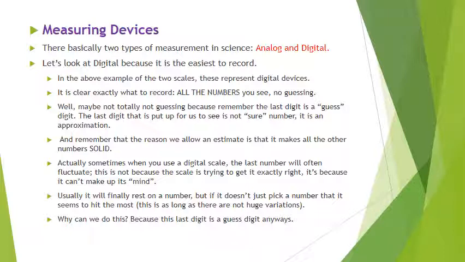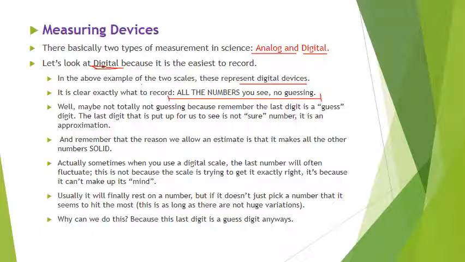Now let's talk about the actual measuring devices. There are basically two types of measuring devices: analog and digital. We're going to look at both cases. Digital ones are really easy, like the scales that we just had, the 1.1 and 1.023, where you put something you're going to weigh on it, and it pops up and gives you a number. When you have a digital scale, you write down all the numbers you see. There's no guessing, at least for you.